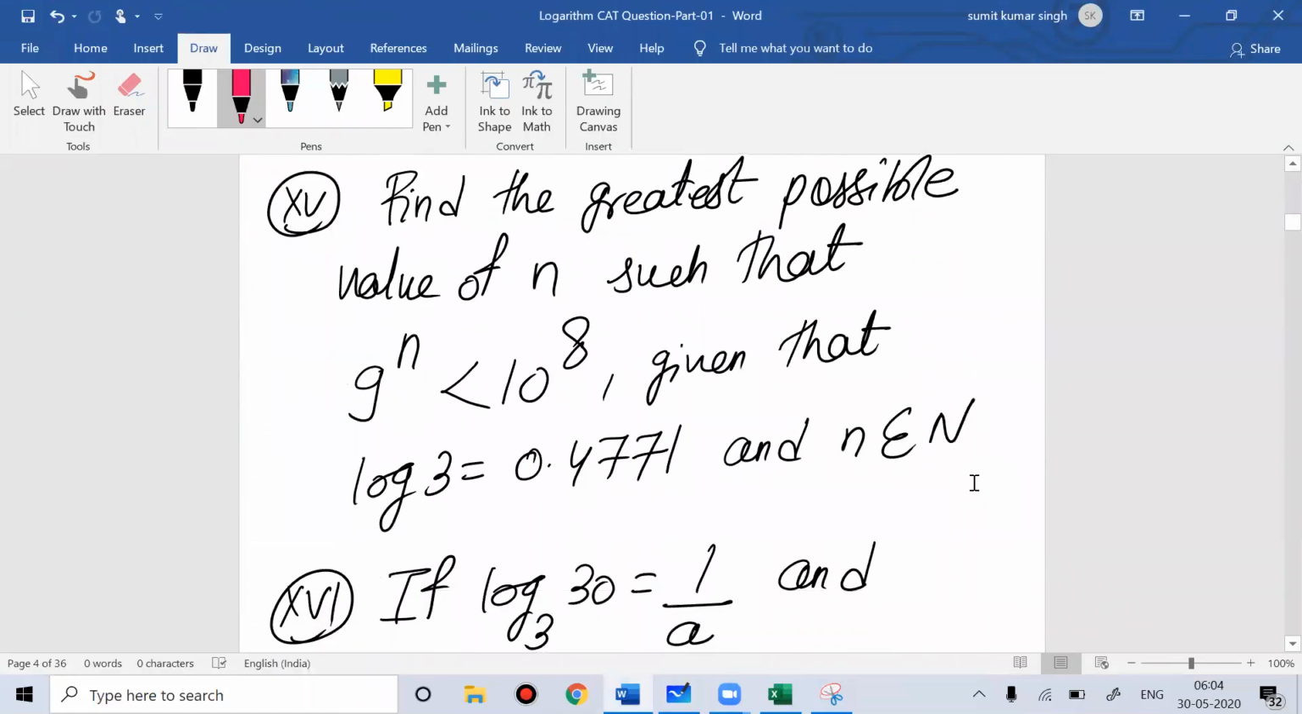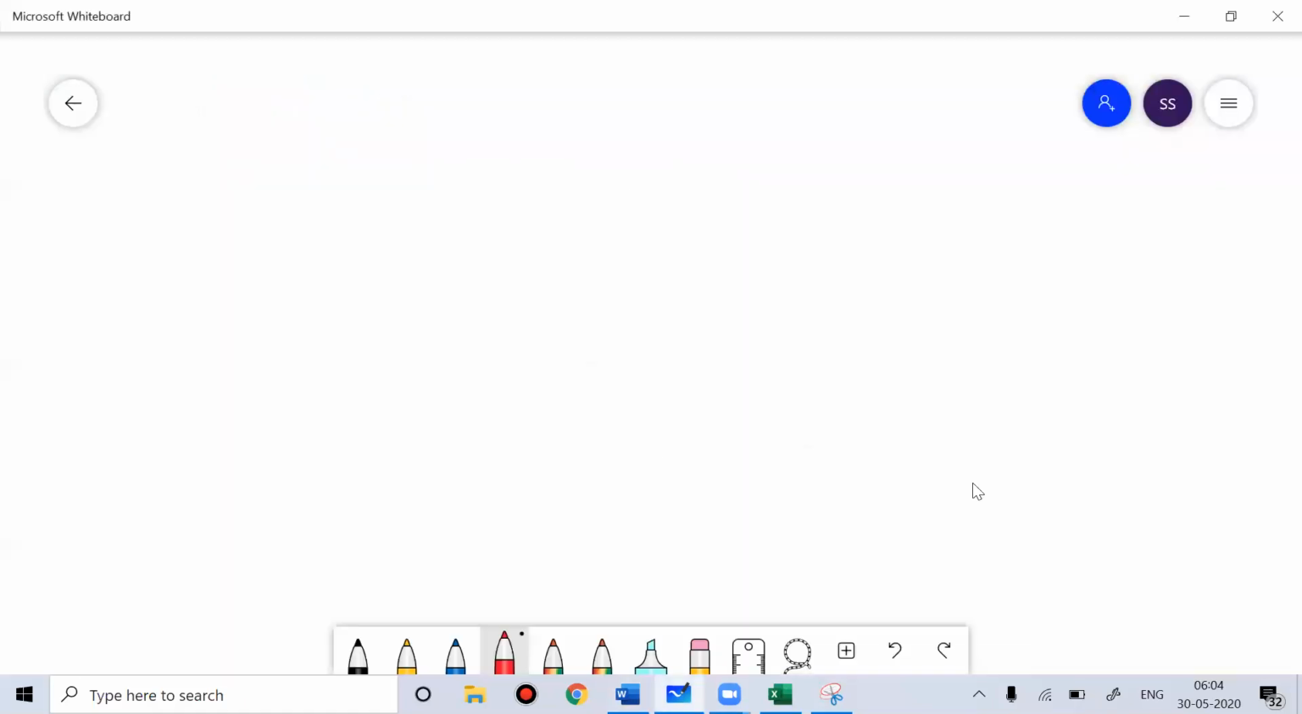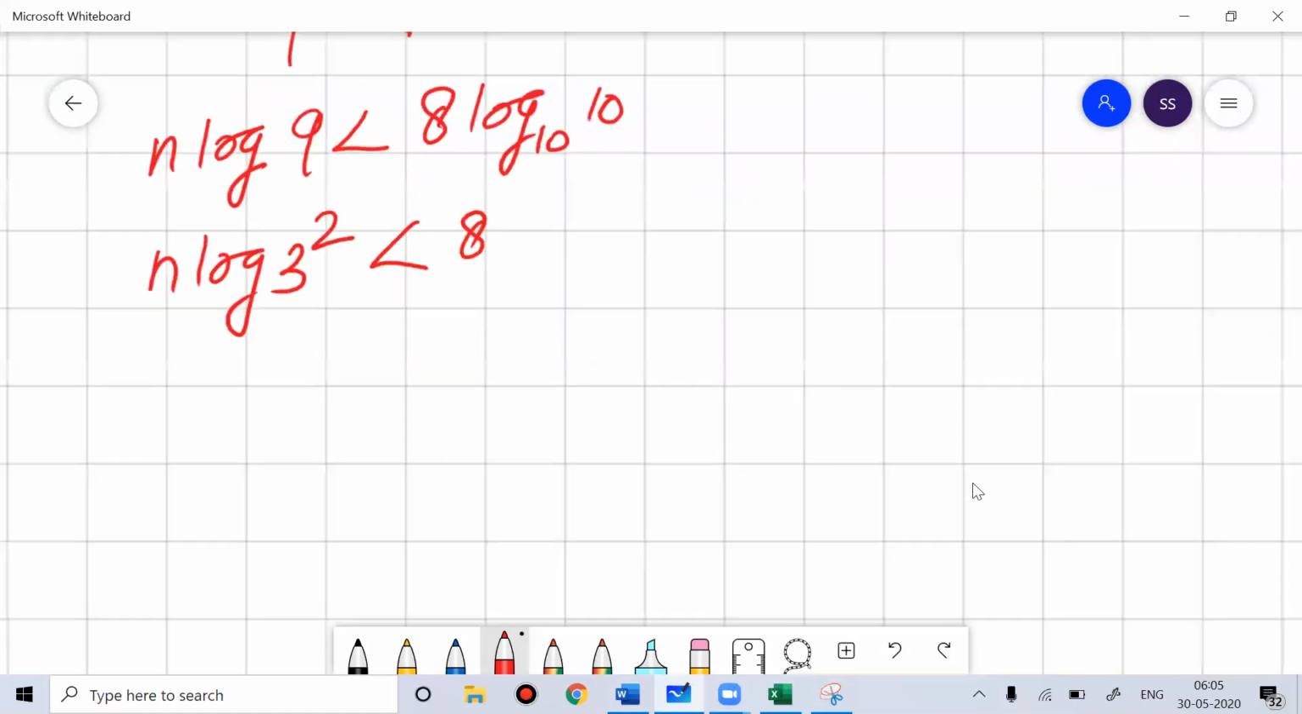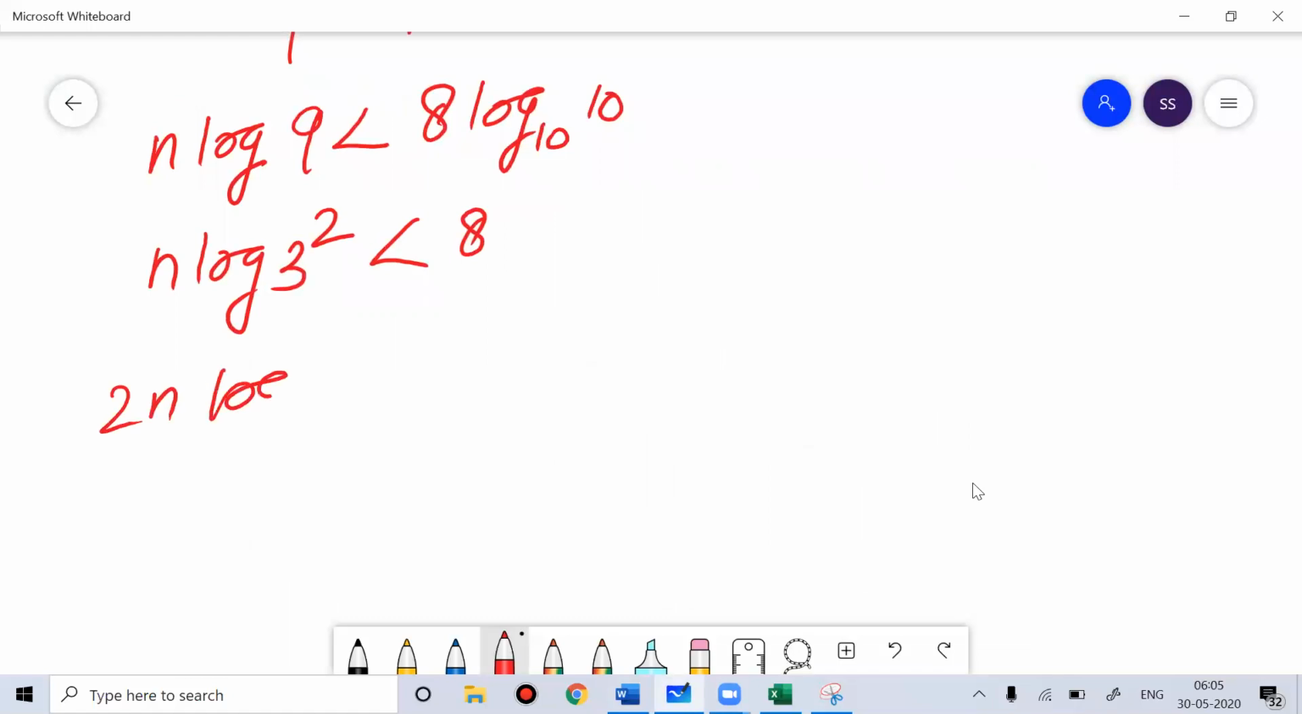Then this is a simple question. Find the greatest possible value of n such that 9 to the power n is less than 10 to the power 8, and they've given you the log 3 value. So 9 to the power n is less than 10 to the power 8. Multiply log with both sides. n log 9 is less than 8 log base 10 10. So n log 9, you can write 3 square, is 8. So you can write 2n log 3 is less than 8.